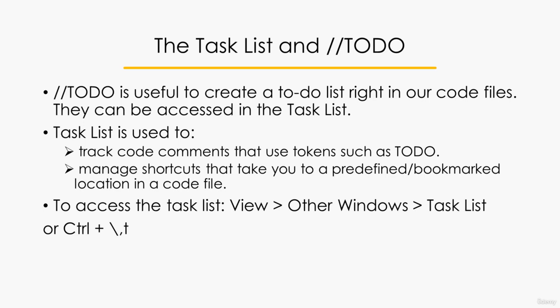The task list is used to track code comments that use tokens such as to-do. It also manages shortcuts that take you to some predefined or bookmarked location in your code file. And so I'll talk about how you can access the task list and how to do these to-do comments next.